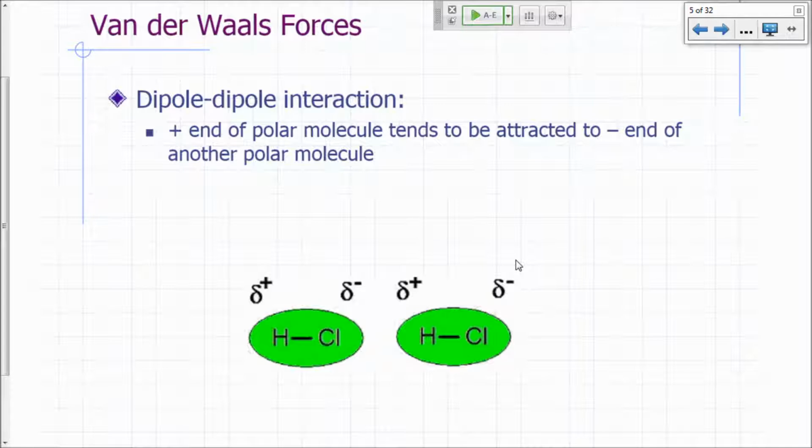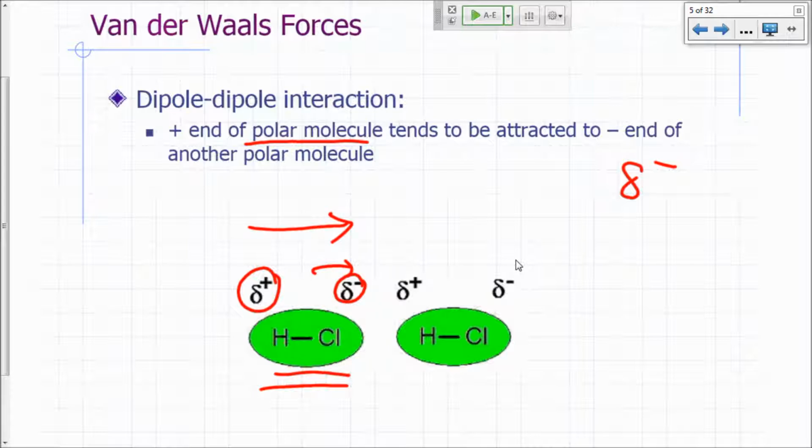In a dipole-dipole interaction, you have attraction between polar molecules. HCl, for example, is what we call a polar molecule. There's actually a higher concentration of electrons on the chlorine end of the molecule. So we say that the chlorine end of your molecule has a partial negative charge. That delta with a minus sign next to it means partial negative. And there's a partial positive charge on the hydrogen. The reason for that is there's an unequal sharing of electrons between hydrogen and chlorine. So we say the bond between hydrogen and chlorine is polarized in the direction of chlorine.